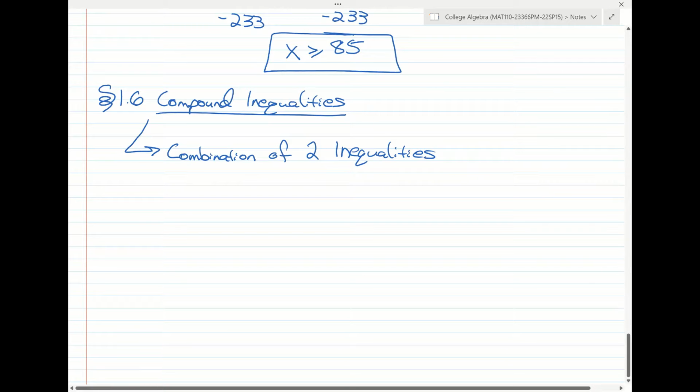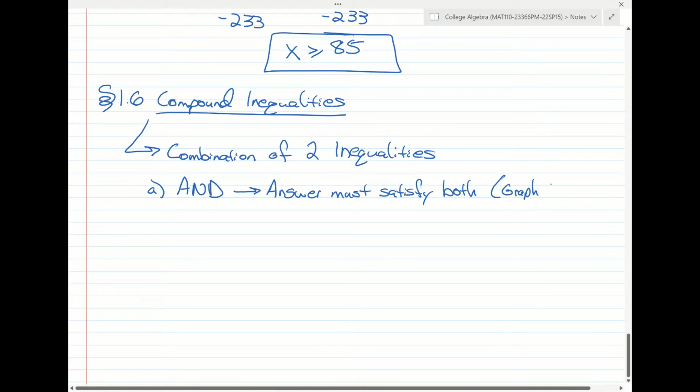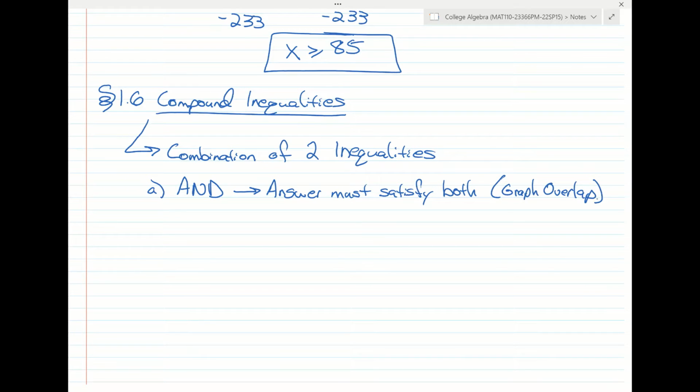There's two types. One type is called an AND inequality. And just means the answer must satisfy both, and the graph would overlap. We'll see this when we're actually working through the problems. This is a little bit of a shorter section.